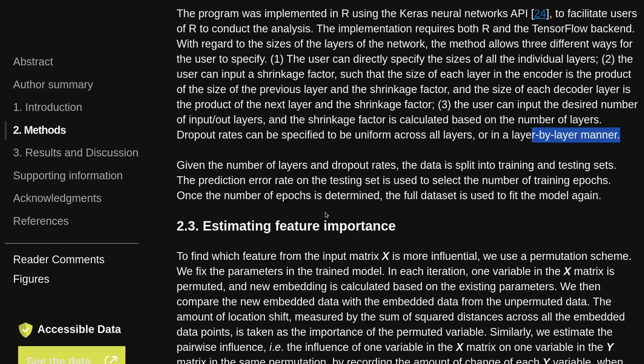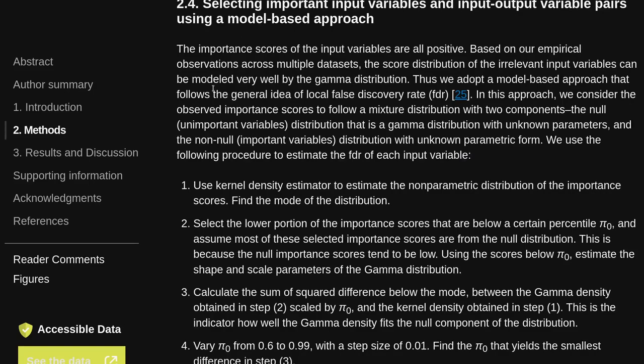Similarly, we estimate the pairwise influence, i.e. the influence of one variable in the X matrix on one variable in the Y matrix in the same permutation, by recording the amount of change of each Y variable when the X variables are permuted. 2.4. Selecting important input variables and input-output variable pairs using a model-based approach. The importance scores of the input variables are all positive. Based on our empirical observations across multiple datasets, the score distribution of the irrelevant input variables can be modeled very well by the gamma distribution.